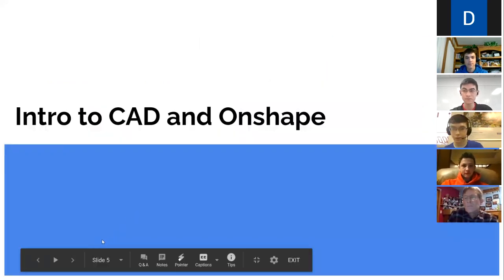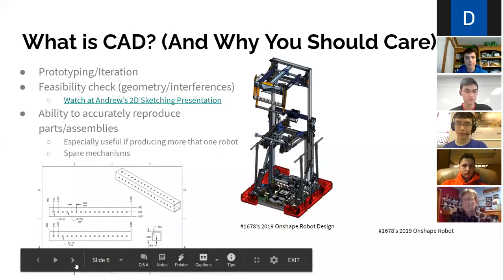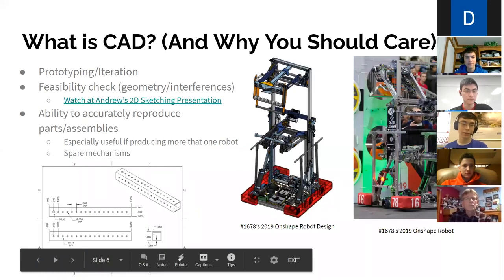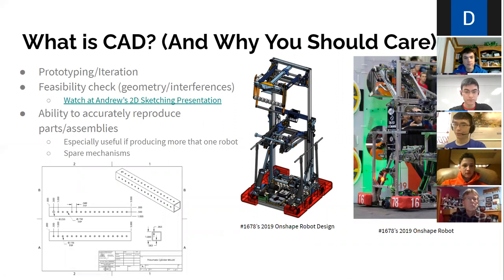All right, so first of all, what is this whole CAD thing that we're talking about? CAD stands for Computer-Aided Design. You may or may not have heard of it at this point. Essentially, it's creating a virtual representation of your robot in 3D space, so you can see how things look and potentially fit together to help you design your robot.